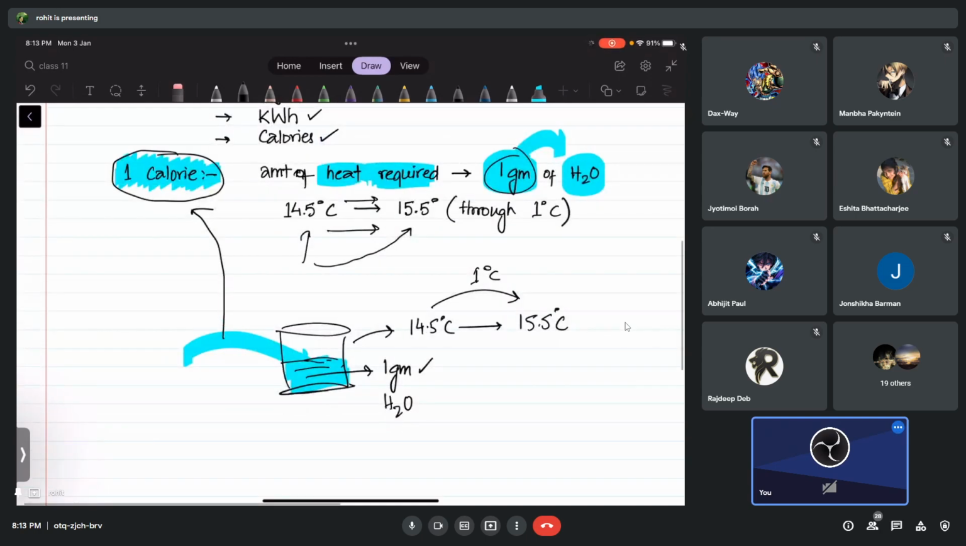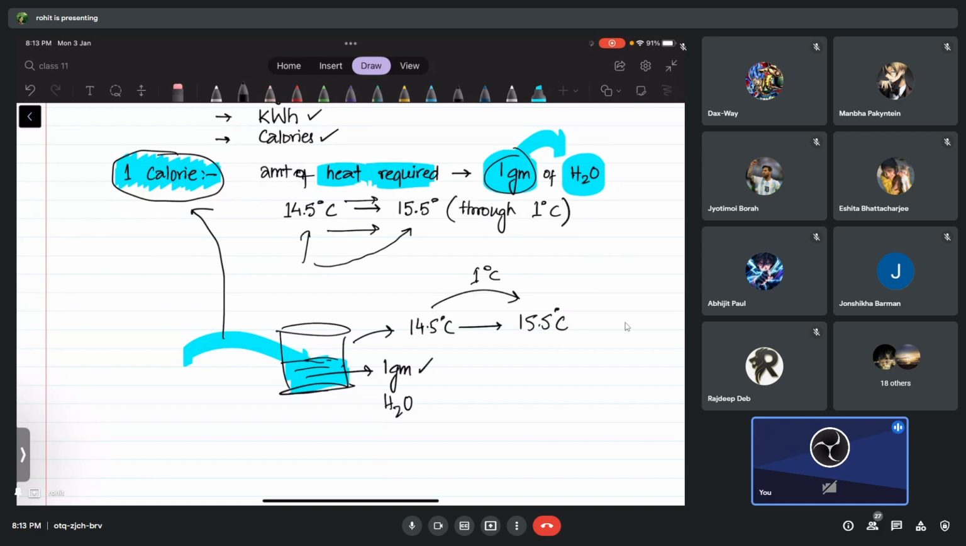So that is what one calorie can do. Did you understand, guys? What is one calorie? Yes. Okay, so if I ask you what one calorie can do, your answer is it can raise the temperature of one gram of water by one degree Celsius, that is from 14.5 to 15.5 degrees Celsius. There are bigger units of heat also. We can call it kilocalorie, we can call it kilojoules, and other things also we can bring.